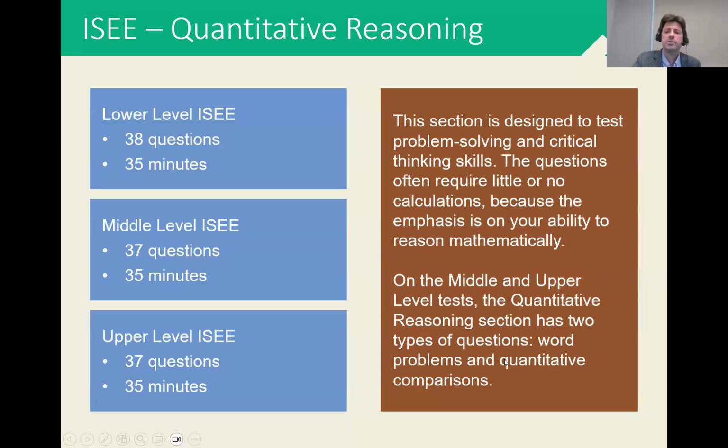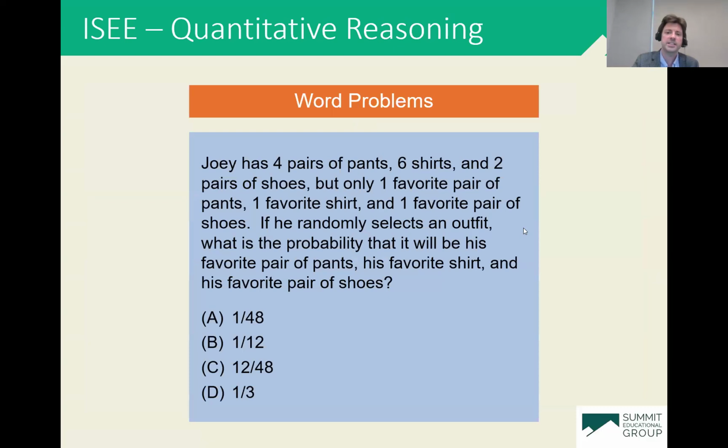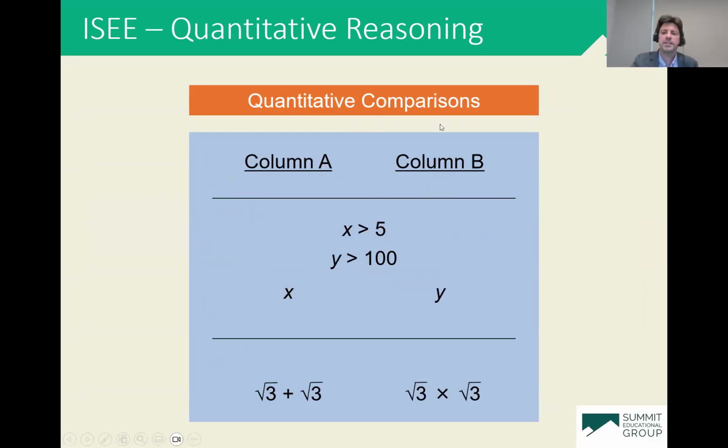And then for the middle level and upper level, it's going to be also quantitative comparison. So here's an example of a word problem. This is just a probability type of question. And then quantitative comparisons, again, being an aptitude test, SAT used to have quantitative comparisons. It got rid of quantitative comparisons, I think, in 1998. But here it is on the ISEE, still talking about quantitative comparisons.